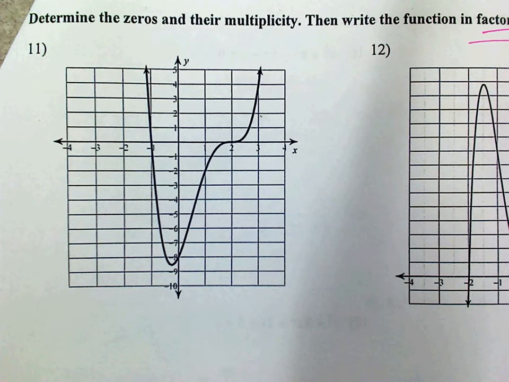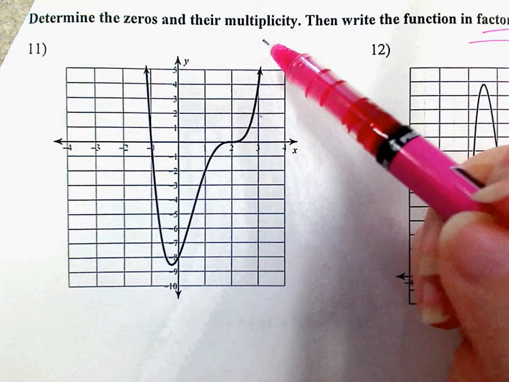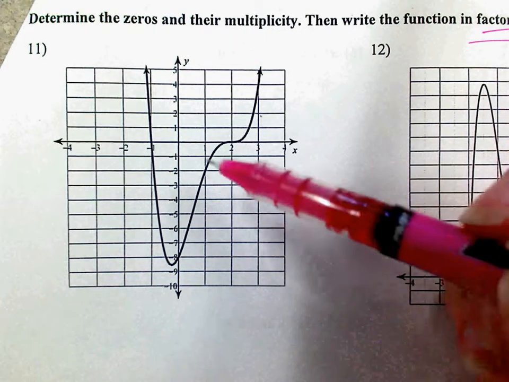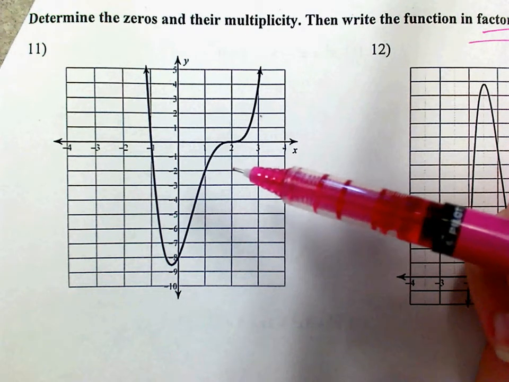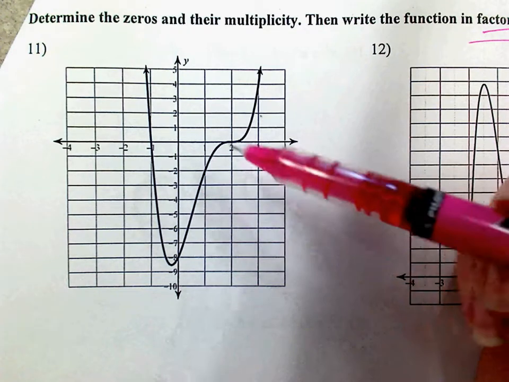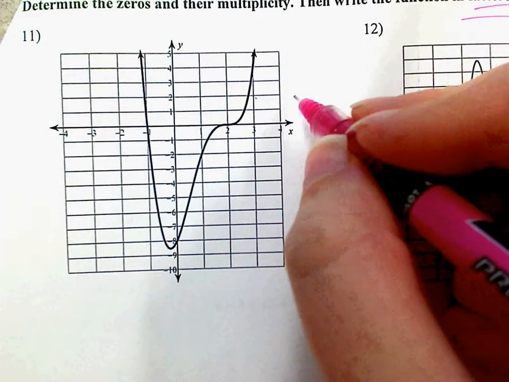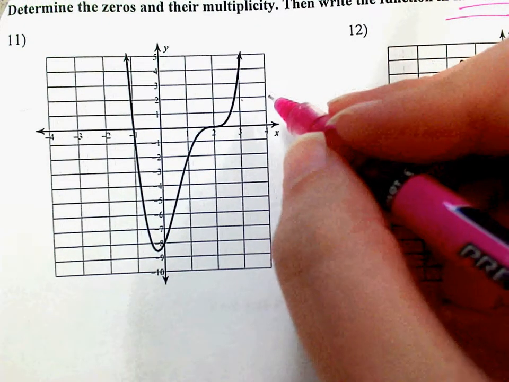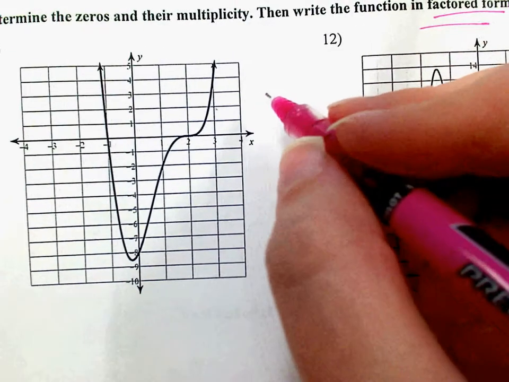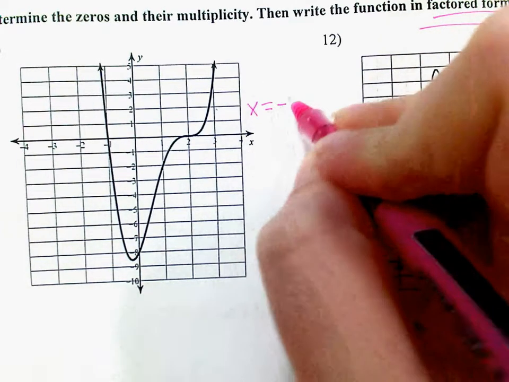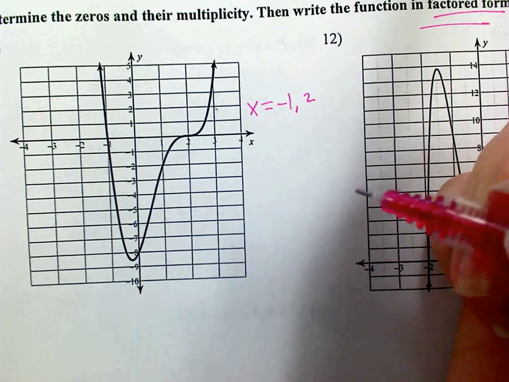All right, so determine the zeros and multiplicity. Well, okay. Can you go ahead and tell me what the zeros are? -1 and +2 are my zeros, right? Okay. When we do factors, Tito, we do the opposite. So my zeros are -1 and +2. But it also says determine their multiplicity, right?